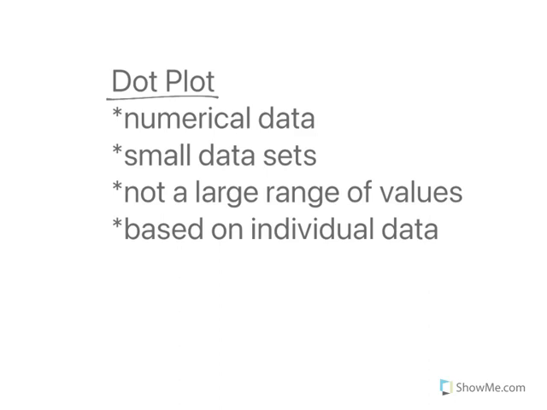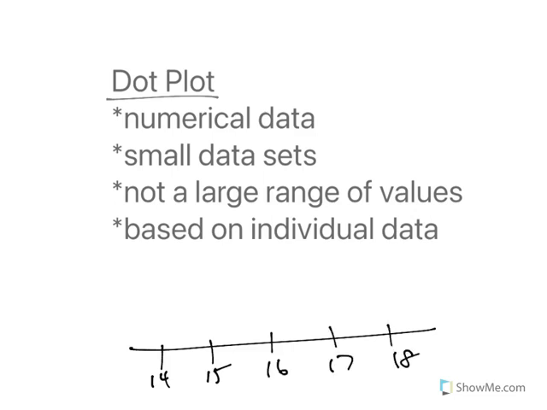So the first one we have is a dot plot. A dot plot is based on numerical data, so it's kind of like having a number line, if you will, and it's for small data sets and not a large range of values. So you can see I have 14 to 18, and a dot plot just puts dots above the data that we have. This allows you to see individual data. I know that there are 2 15s and 3 16s because that's how many dots are there. You can imagine if you have a lot of data points or a really wide range, then this is not going to be so great for you.